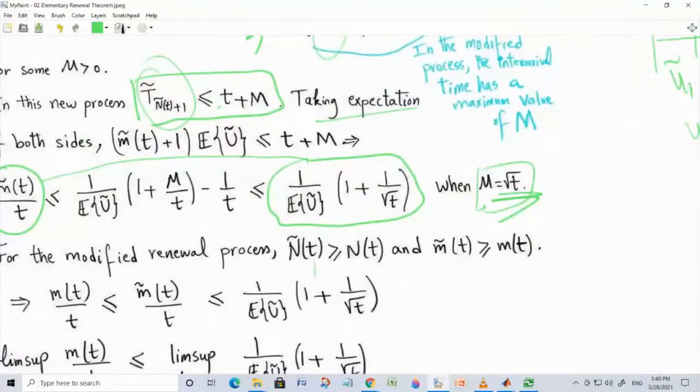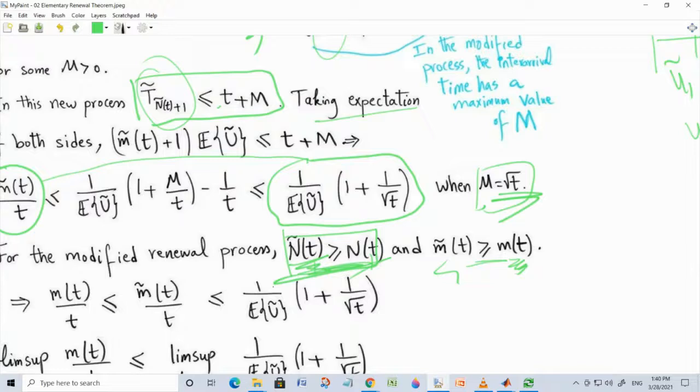The claim is that for any time t, m tilde of t is always greater than or equal to m of t. And this comes from that: if you accept this, you just take the expectation of both sides, and you will get that. So why is this true? At any time t, the number of arrivals in the new system is always greater than or equal to that of the old system. The reason is that the inter-arrival times in both systems are the same so long as they are less than or equal to M.